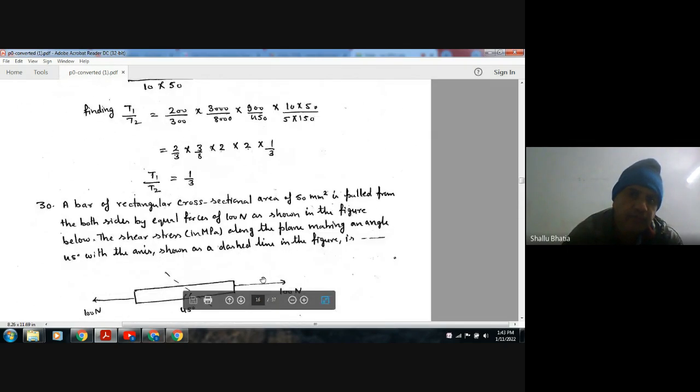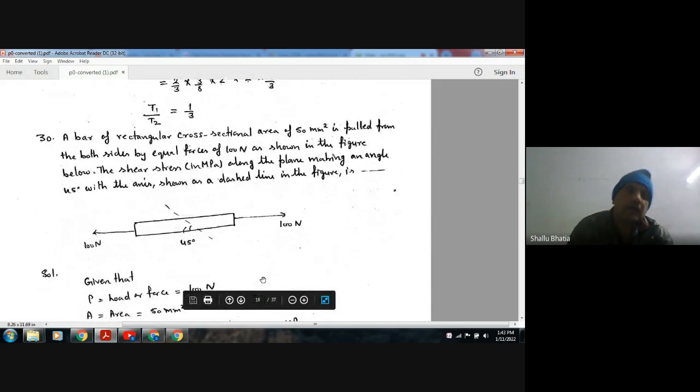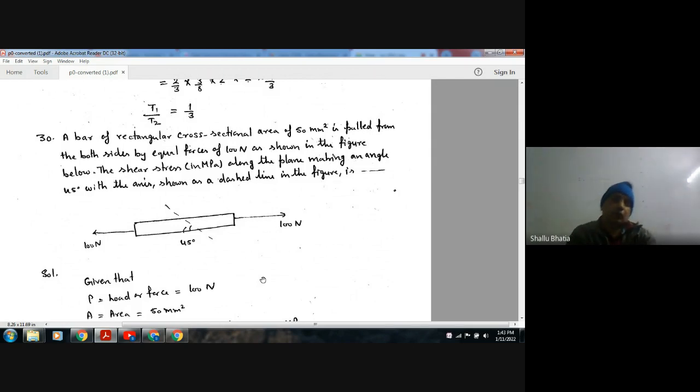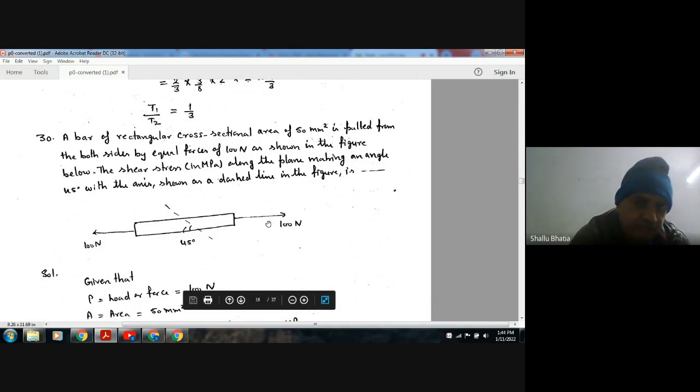Okay. Next, a bar of rectangular cross-section area of 50 mm square is pulled from both sides by equal force of 100 Newton as shown in the figure below. The shear stress in MPa along the plane making an angle 45 degree with the axis, shown as a dashed line in the figure, is. So this is your bar. This is acted upon by 100 Newton force, and this is your inclined plane angle.